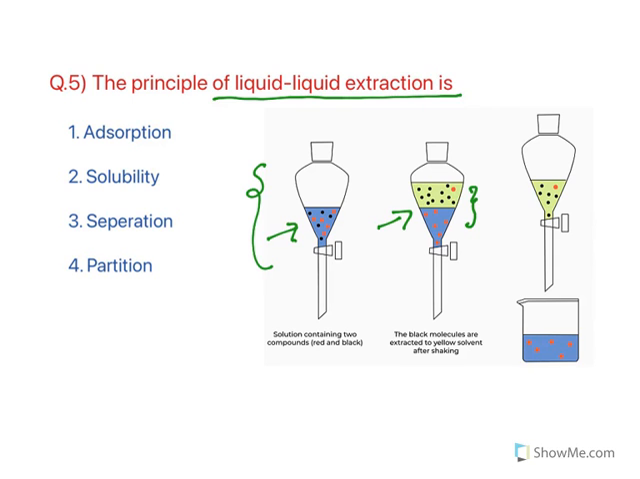So after shaking it, when you separate, one of the layers will contain only one molecule. So you can separate a mixture of molecules by using a principle called partition. The molecules which are there will get partitioned between two of the solvents. This principle is there in liquid-liquid extraction. So the principle is partition.